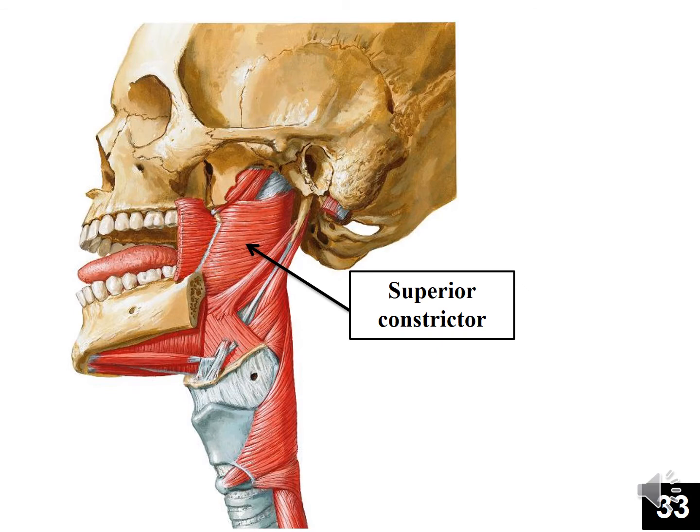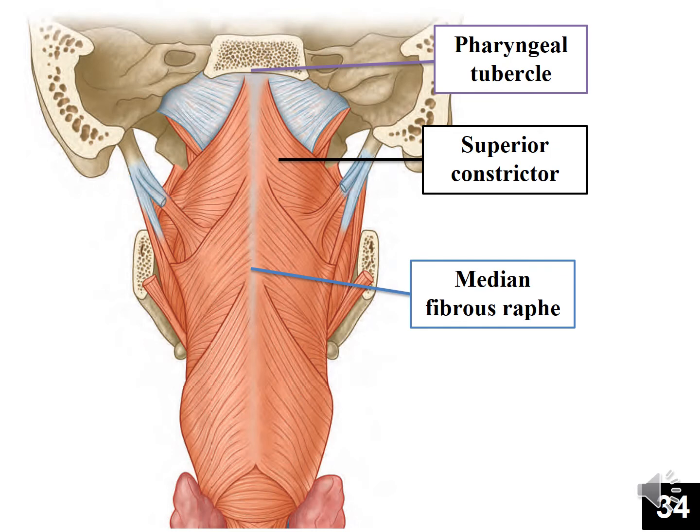Now again you can see the superior constrictor here. Again you can see the posterior part of the muscle of pharynx or constrictor. All of them, شوف inferior overlap the middle, overlap the superior. Also you can see the pharyngeal tubercle اللي هو inserted upper fiber of the superior constrictor، ويمتد بعدها median fibrous raphe to which all muscle of the constrictor are inserted، طبعا عدا الcricopharyngeus.